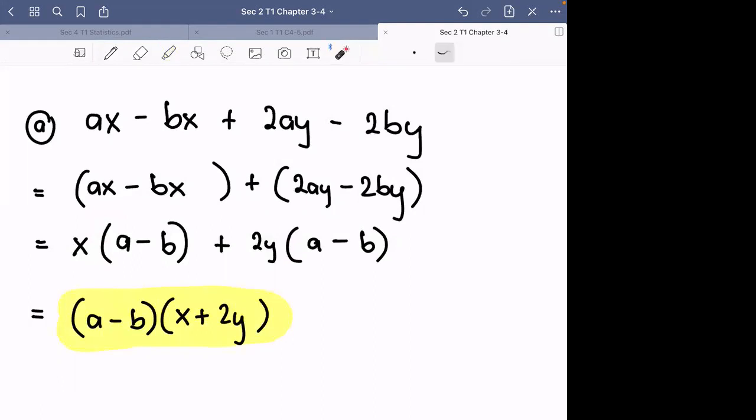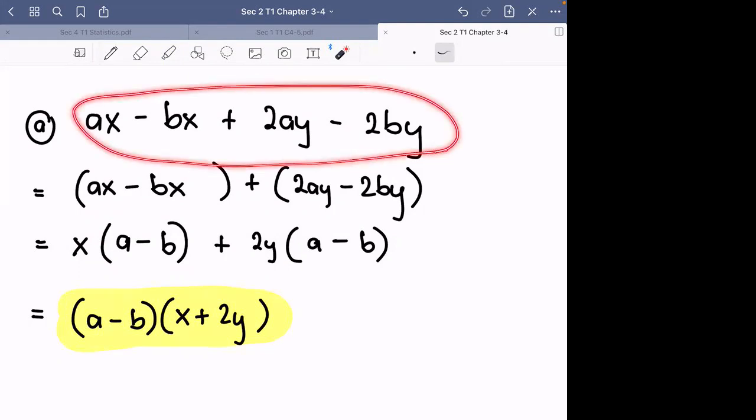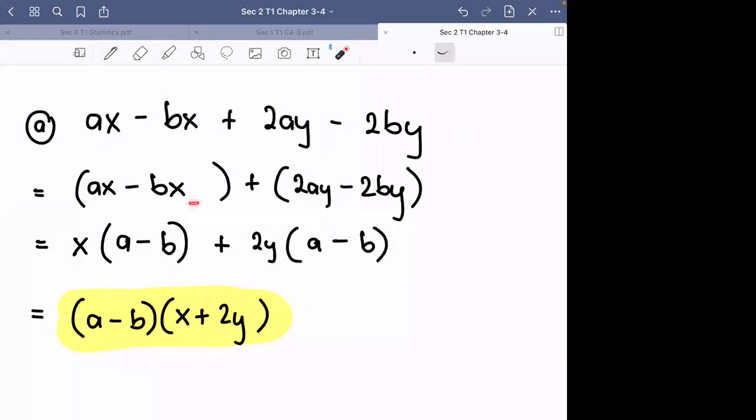plus 2y. So again, class, the first step is to group them according to their common factor. They should have a common factor, just like this 2 and this 2 right here. So the first group has x as their common factor, and the second group has 2y as their common factor.